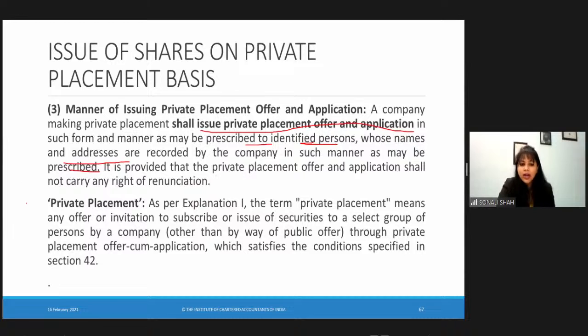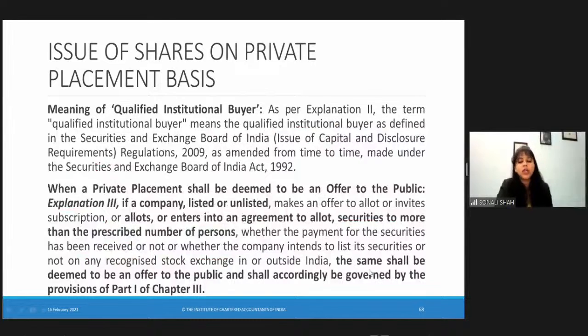Now, this is point 3 that you are reading here. It is subsection 3 of section 42. There are certain explanations provided here. As per explanation 1, what is meant by private placement? Private placement means any offer or invitation to subscribe or issue of securities to a selected group of persons by a company through a private placement offer cum application, which satisfies the conditions in section 42.